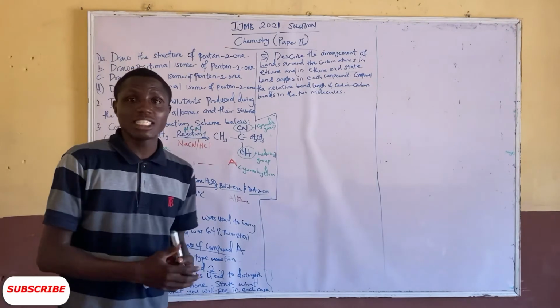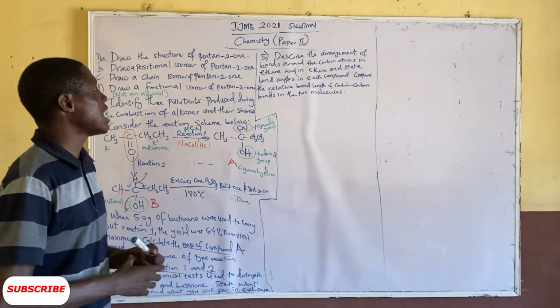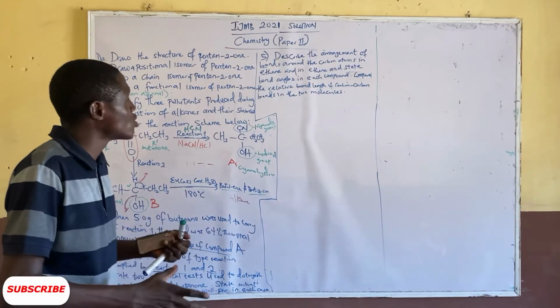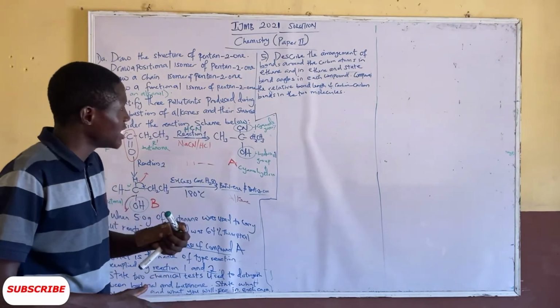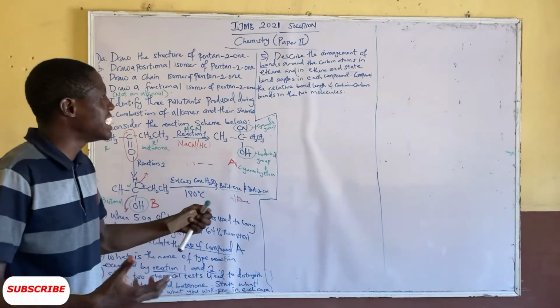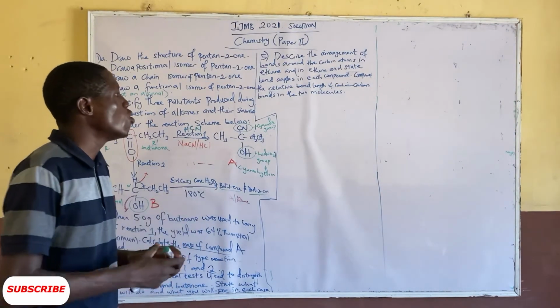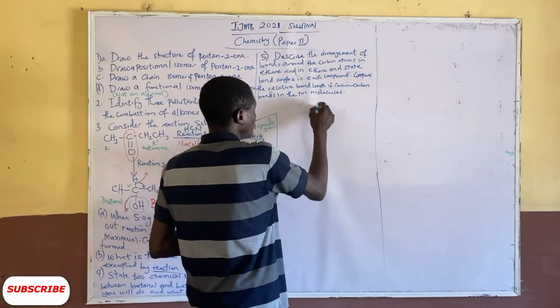Question number 5, which is the last question on this section: Describe the arrangement of bonds around the carbon atoms in ethane and in ethene, and state the bond angle in each compound. Compare the relative bond length of the carbon-carbon bond in the two molecules. Now, the solution to this question number 5 goes thus.